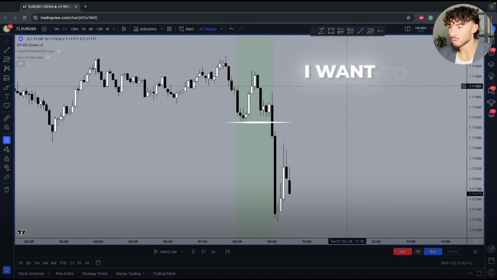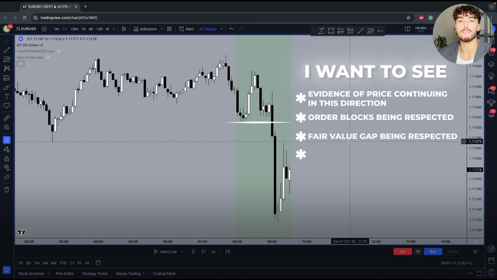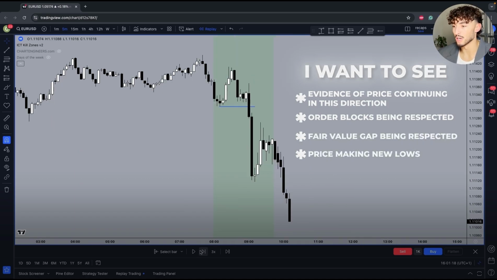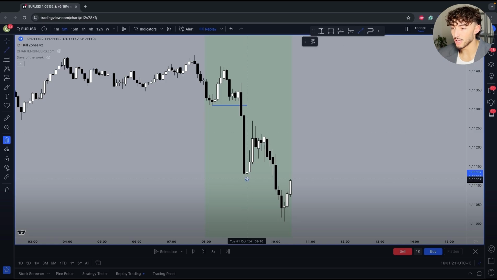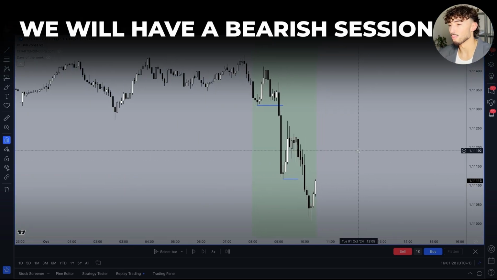And then I want to see evidence of price continuing in this direction. So I want to see order blocks being respected. I want to see fair value gaps being respected. I want to see price making new lows, etc. And then you can see we had another market structure break. So at this point, I'm quite convinced that we will have a bearish session on price.